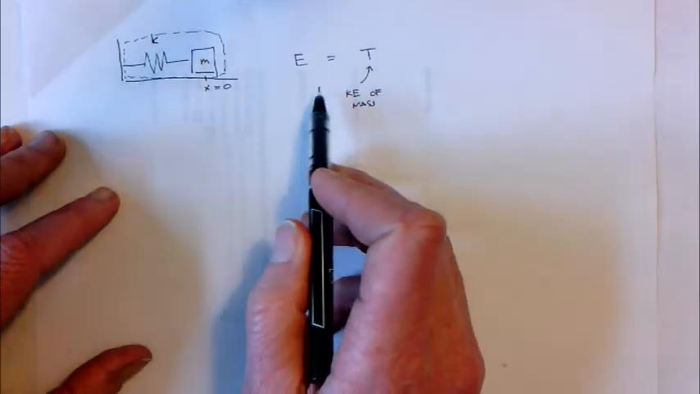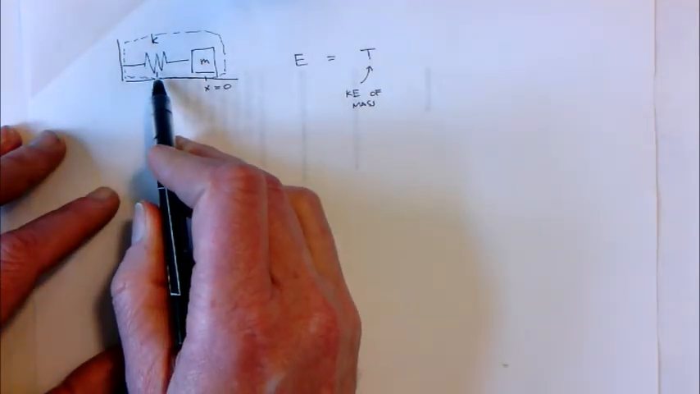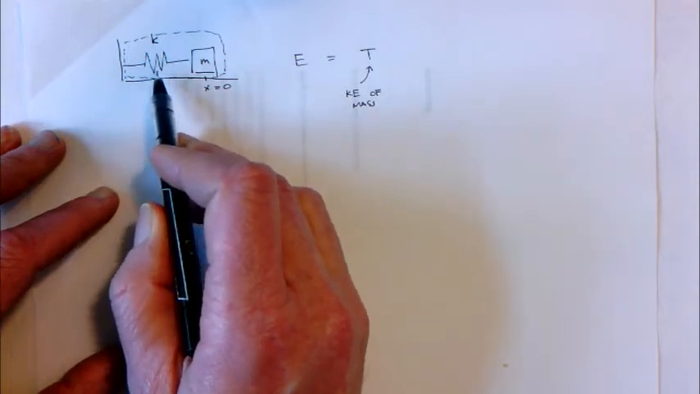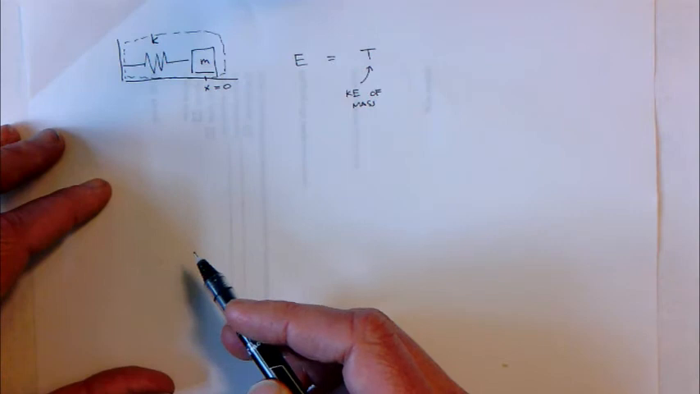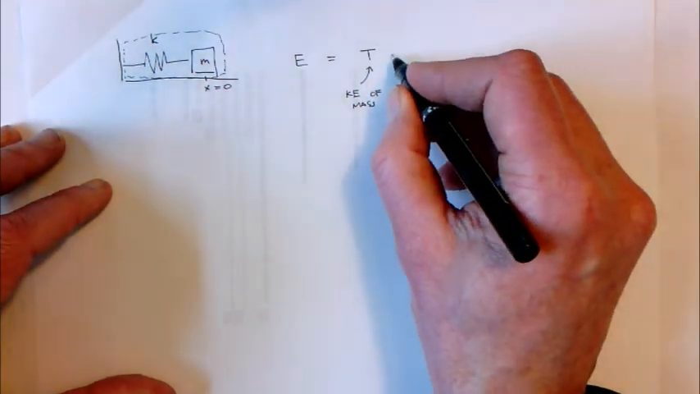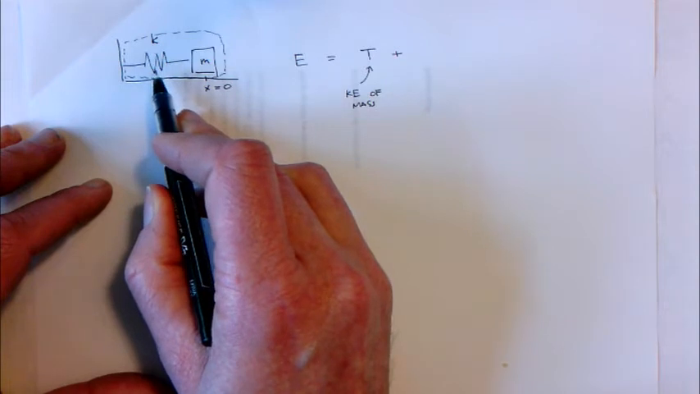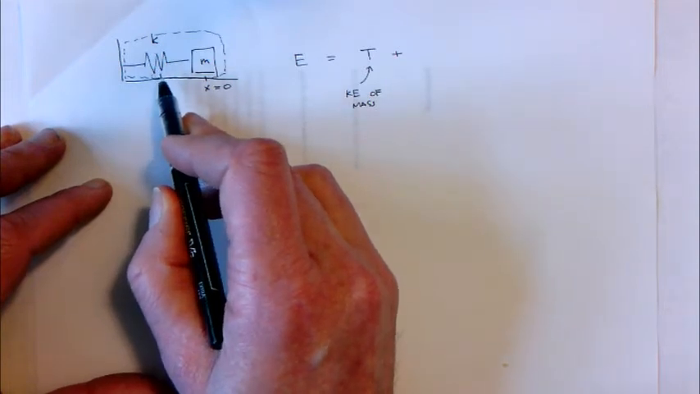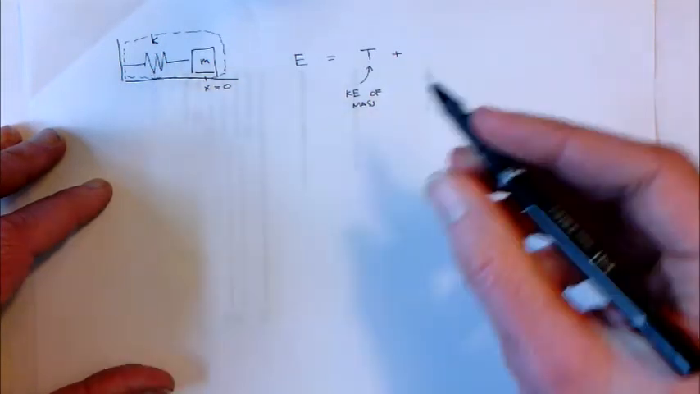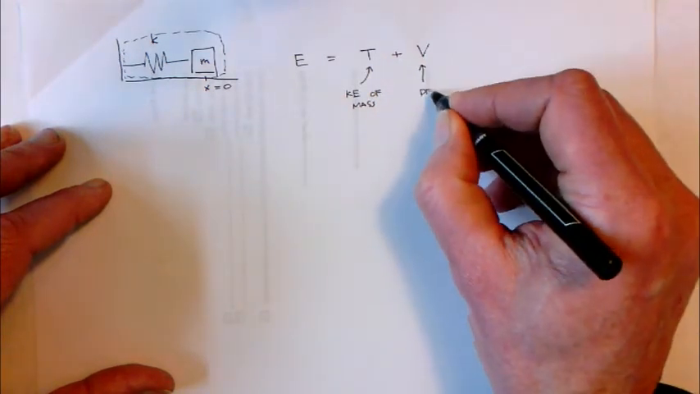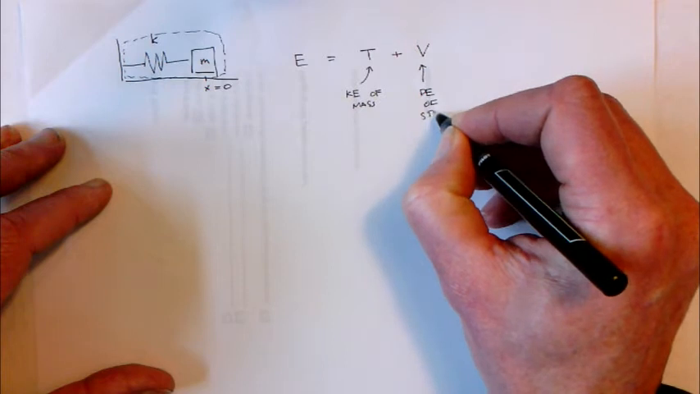A second place that energy could be stored in this system is in the spring, right? There are interactions in this spring. At an atomic level, there are atoms that don't want to be pushed too close together or pulled too far apart. And so the spring has associated with its state a potential energy that has to do with how much those atoms are being pushed together or pulled apart. So this is the potential energy of the spring.